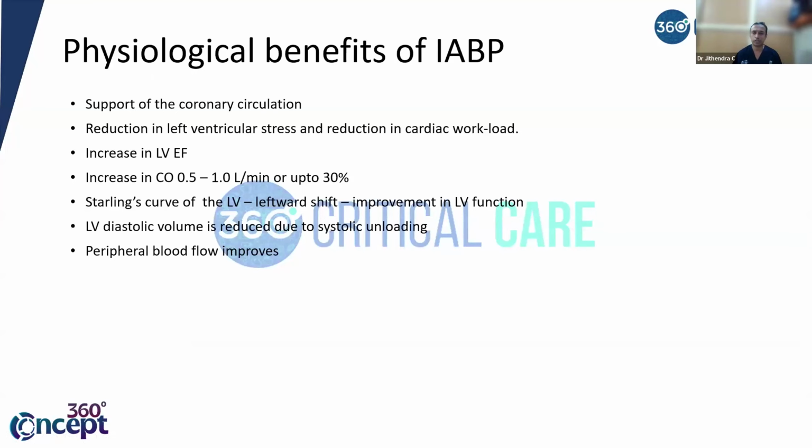So now coming to the physiology. We saw the hardware part, we saw how to time it, how to trigger it, how to augment it, how to wean off, all those technical terms we saw. Now coming to the physiological benefits.